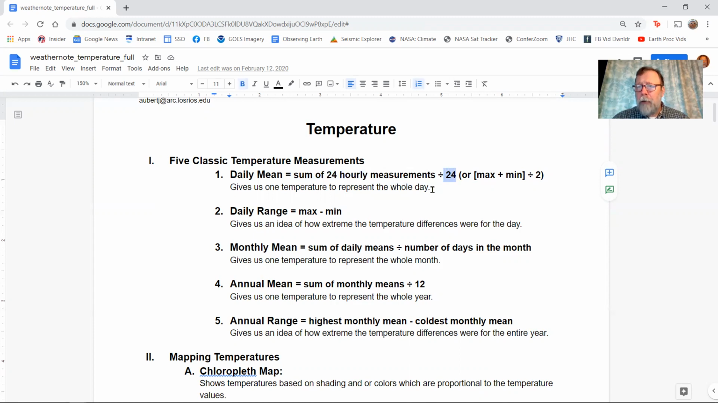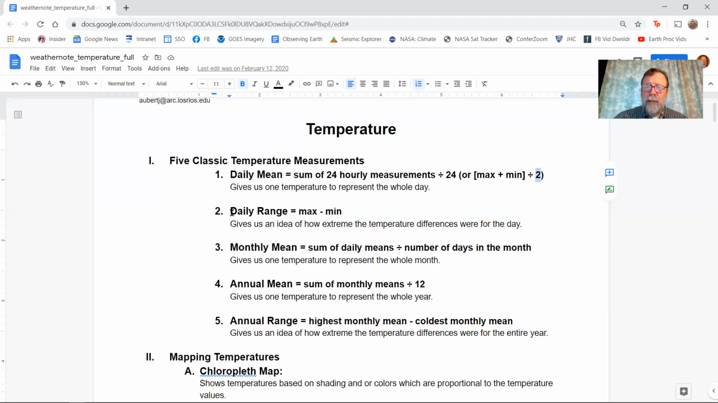Or another quick way to do it is to take the maximum, the highest, add the lowest, and divide by 2. So take the average of the highest and the lowest. It turns out both of those measurements generally often come in pretty close. Okay, so the daily mean, the average temperature for an entire day. Put one number on an entire day.